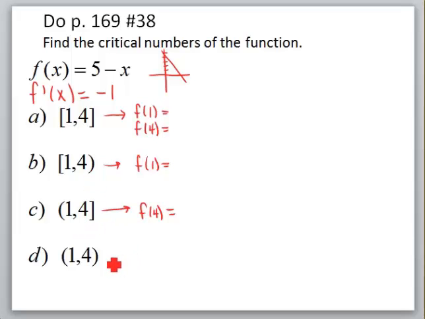And this last one, there are no extrema all the way around because there are no endpoints to check, and there are no places where the derivative equals 0. So I can go ahead and just write my answer as no extrema.